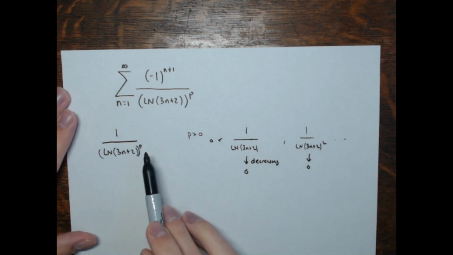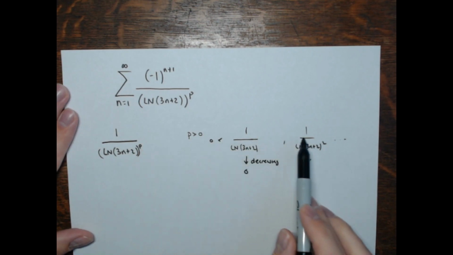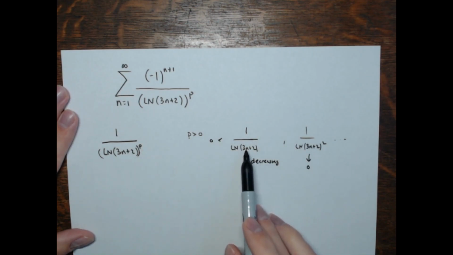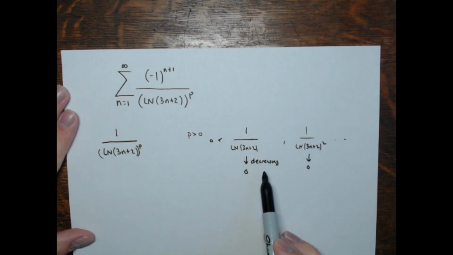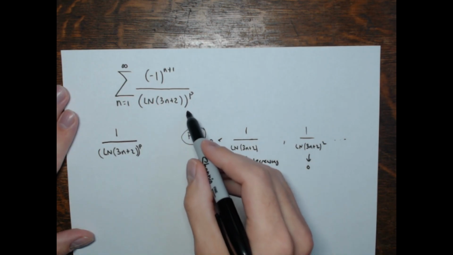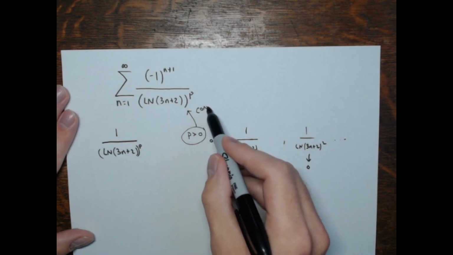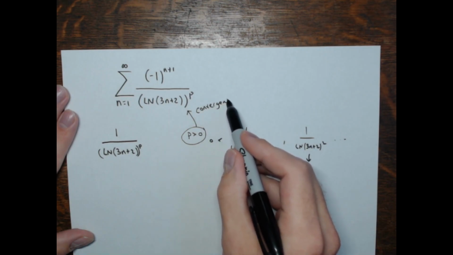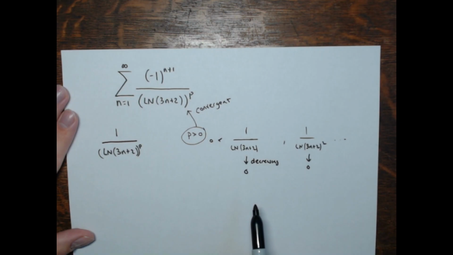No matter what p is, as long as p is positive, you'd have a sequence of terms that were decreasing to 0. So when p is greater than 0, this series would be convergent by the alternating series test.